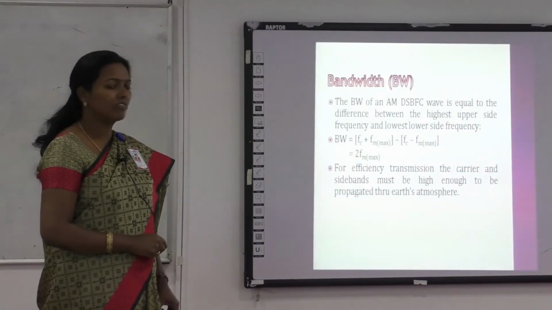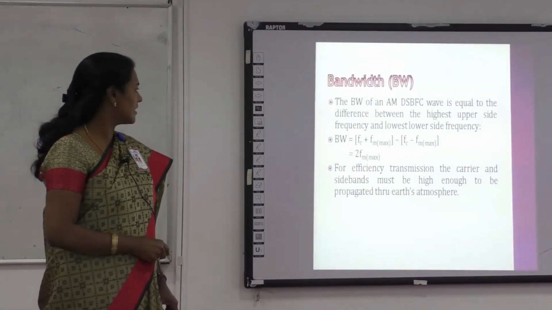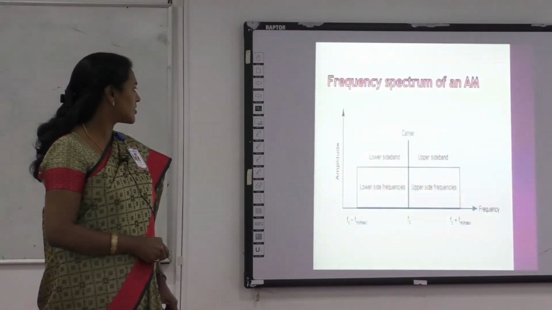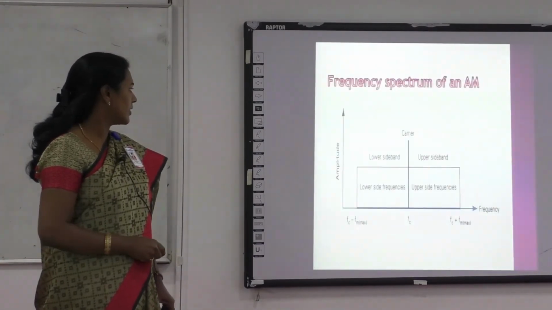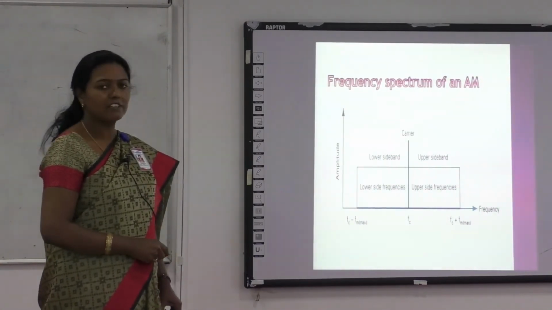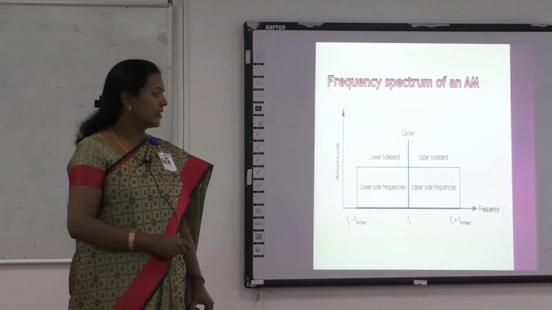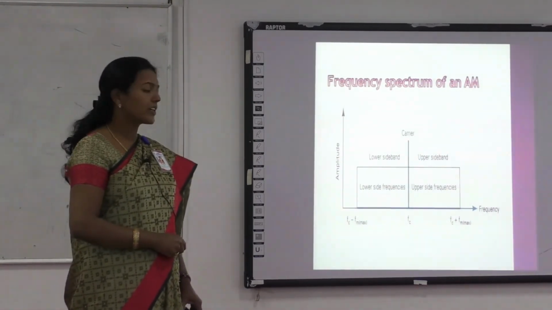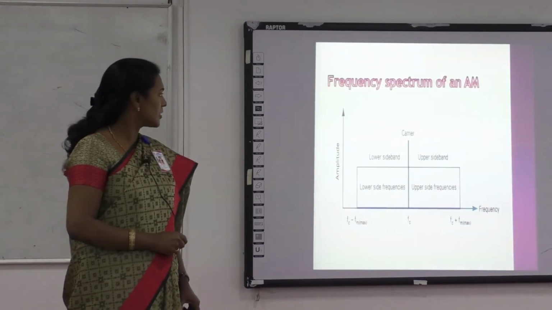So the bandwidth can be calculated from this equation also, which is Fc plus Fm minus Fc minus Fm. This is the bandwidth. Bandwidth means the width of the band. It is the difference between the upper cutoff frequency and the lower cutoff frequency. Okay, so this will be the carrier.